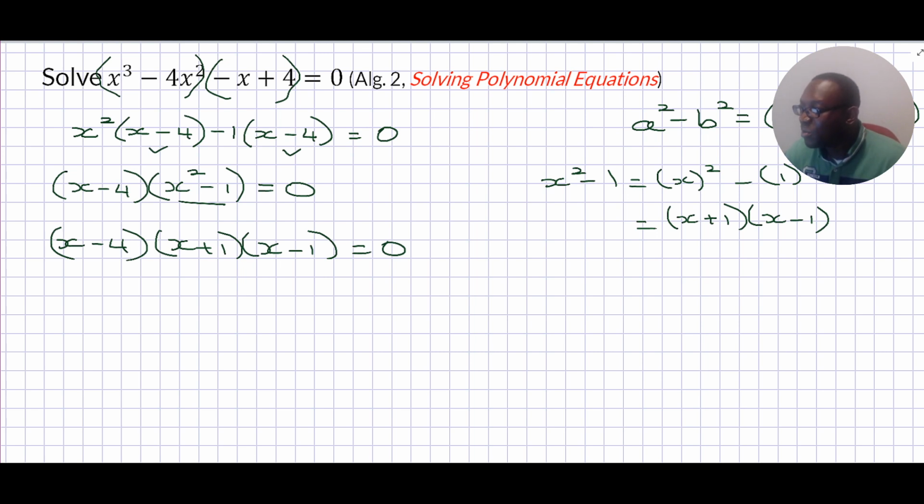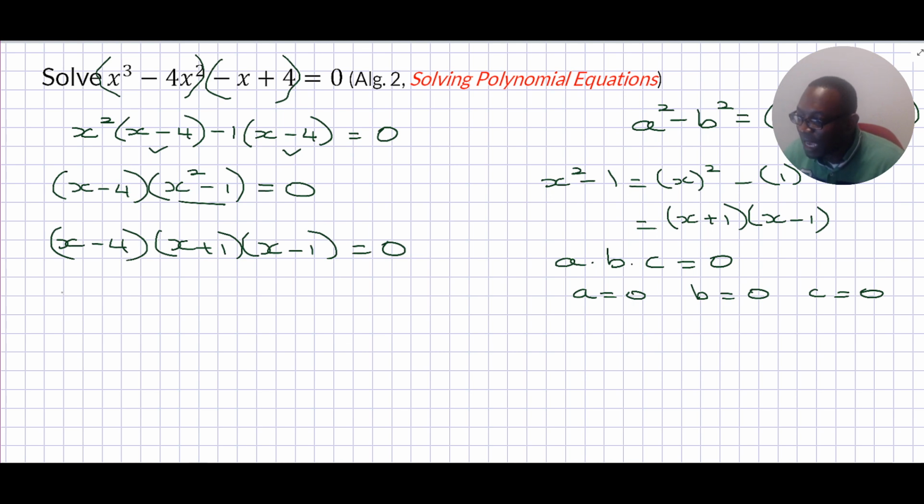Now it's important to remember here that for the product of any terms to be equal to 0, any of those terms can be 0. So let's look at it this way: a multiplied by b multiplied by c equal to 0. For this to be true, a can be equal to 0, b can be equal to 0, and also c can be equal to 0. So we're going to apply that to the factors that we've derived here.